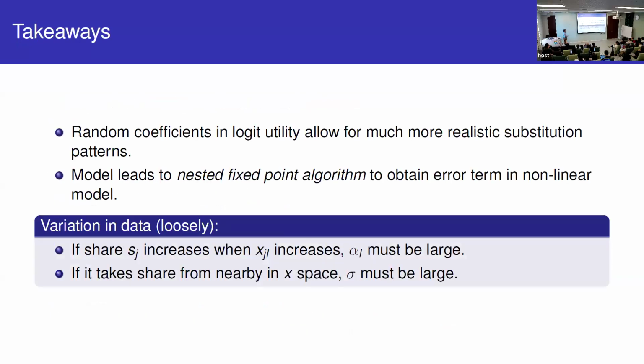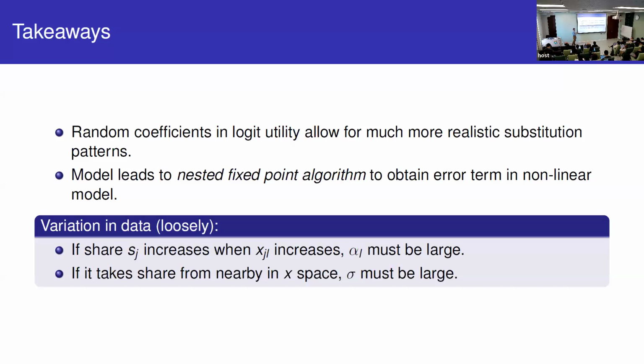So I'll just say the takeaways. What is the point of all that? What did we get out of doing that? The random coefficients in the logit utility model are going to allow for much more realistic substitution patterns. This would all be easier if we set the sigmas to 0 and there are no random coefficients, but that tends to generate really far-fetched substitution patterns. And these sigmas are going to allow us to match that much more accurately.